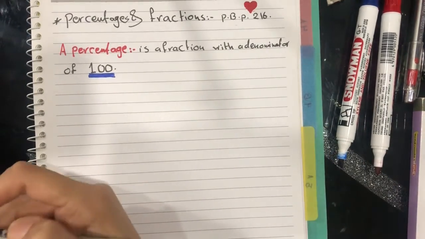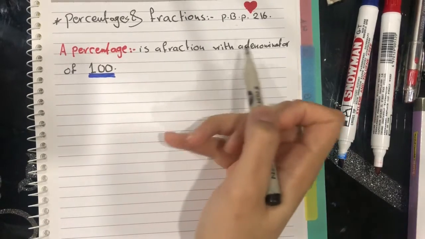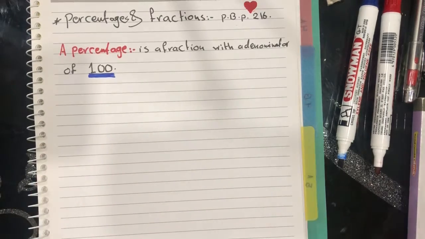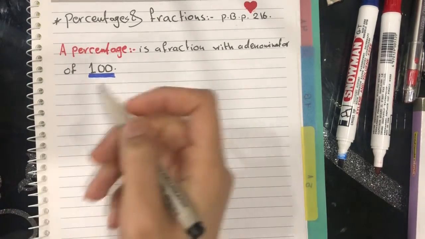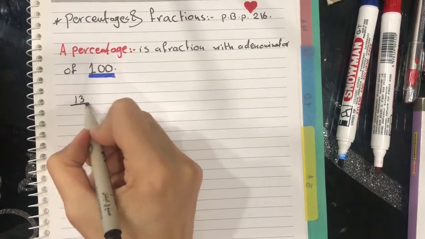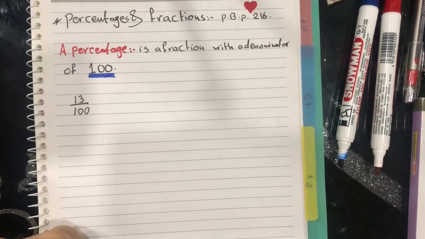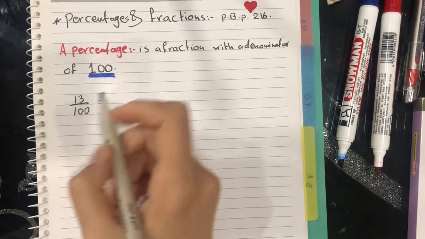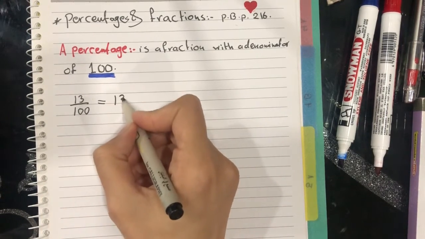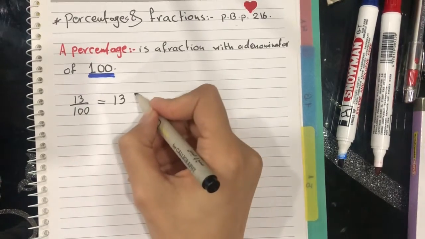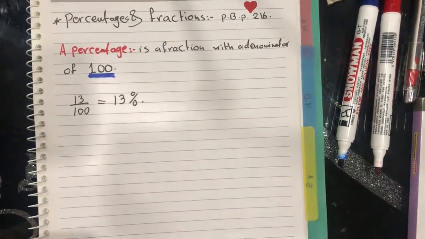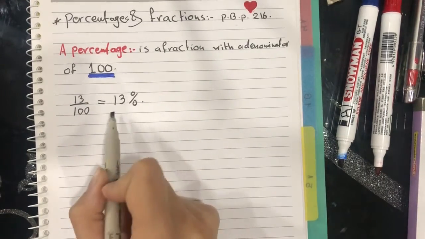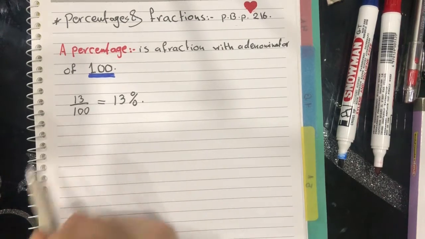What exactly is a percentage? A percentage is a fraction with a denominator of 100. So always the denominator has to be 100. So if I ask you to write 13 out of 100 as a percentage, this is already a denominator out of 100. So you take the numerator, which is 13, and you replace the denominator with the percent sign, and you read this as 13%. So this is called a percentage, this is called a fraction.